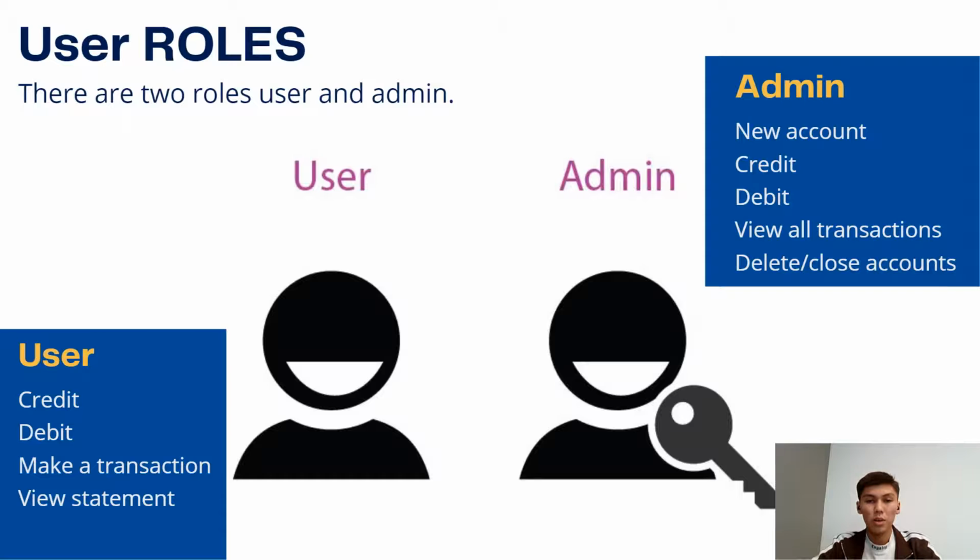In this project, I'm gonna create two user roles. There are two roles, user and admin. The user has credit, debit cards, and they can make a transaction, view statements, and their own banking history. What about admin? Admin can create a new account, and the admin has credit, debit cards, check all transactions, and delete, edit, or close accounts.